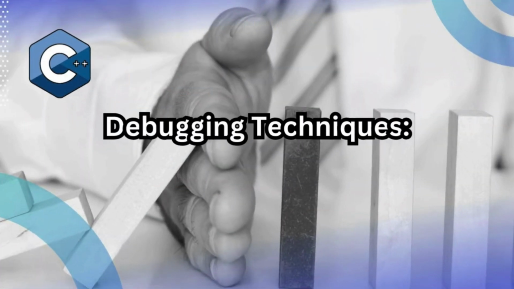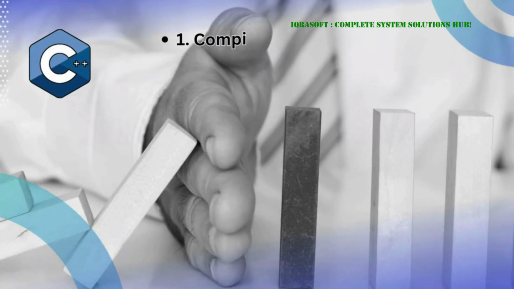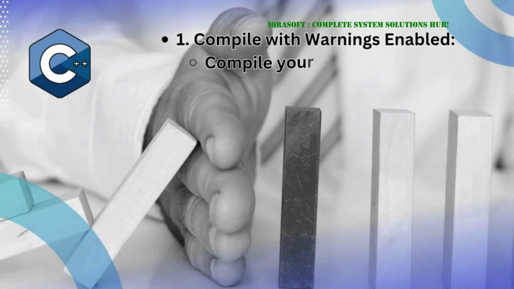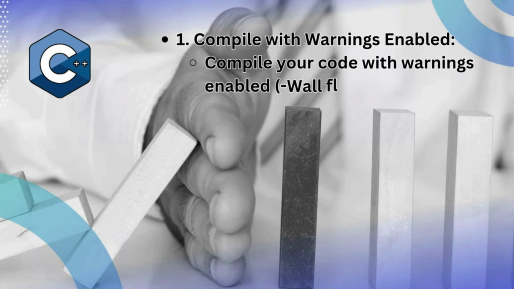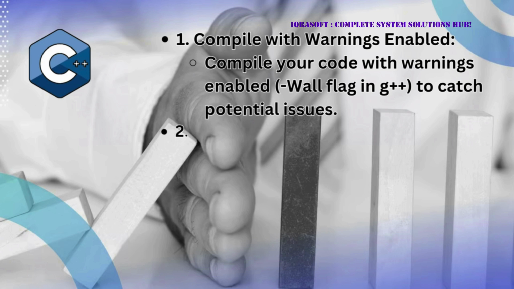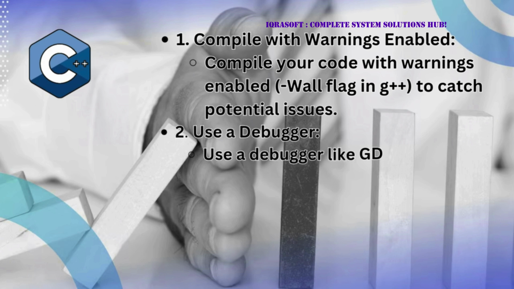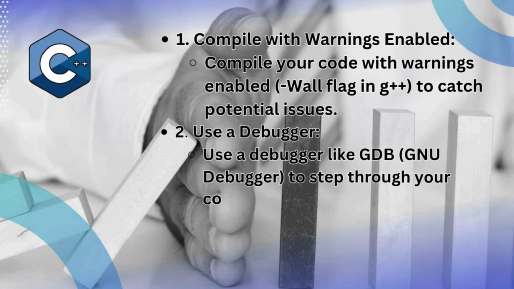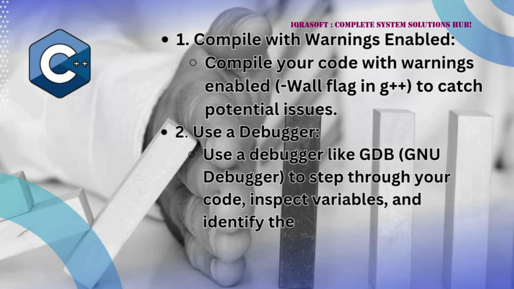Debugging techniques. 1. Compile with warnings enabled. Compile your code with warnings enabled, the -Wall flag in G++, to catch potential issues. 2. Use a debugger. Use a debugger like GDB, the GNU debugger, to step through your code, inspect variables, and identify the source of errors.